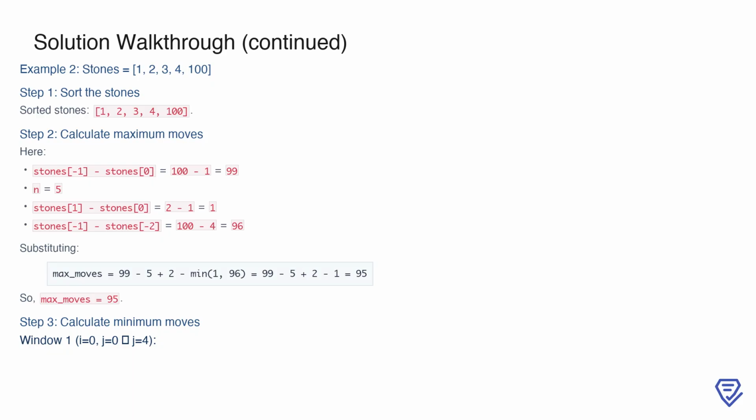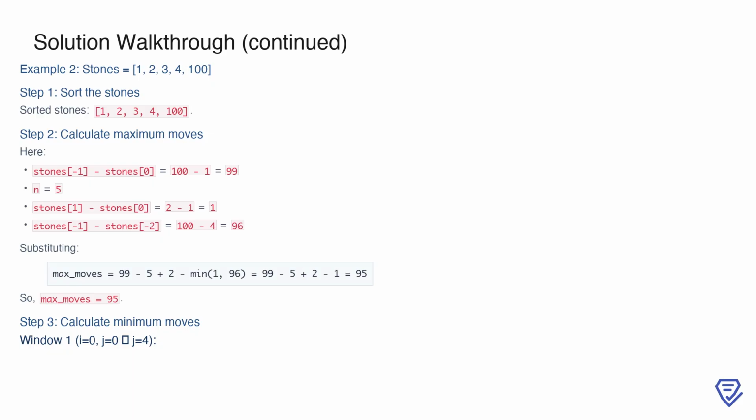Here, the gap between the first and last stones is 100 - 1 equals 99, the number of stones is 5, and the smallest gap on either end is the minimum of 1, from 2 - 1, and 96, from 100 - 4. Substituting these values, the calculation becomes 99 - 5 + 2 - 1 equals 95. So, the maximum number of moves is 95.